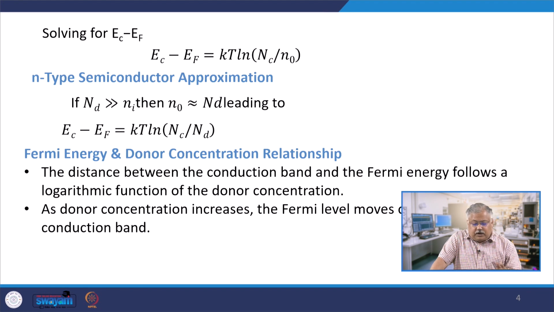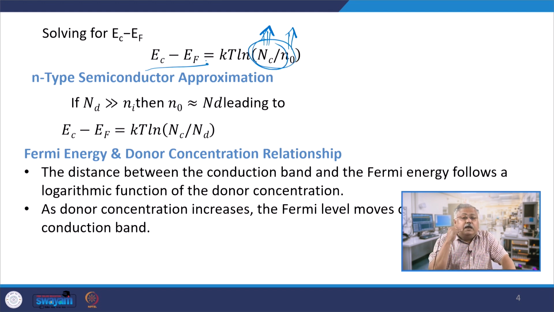Now, if you solve for Ec minus Ef, I get Ec minus Ef equals kT ln of Nc by N naught. N naught is the number of charge carriers per unit volume because of the doping concentration, and that gives you a very good idea. Let us say you go on increasing the value of N naught by adding more and more dopant species. This quantity will go down, and therefore the difference between these two will go down, and Ef will be moving closer and closer to the conduction band. So, just by looking at the position of the Fermi level, I will be able to find out these variations.